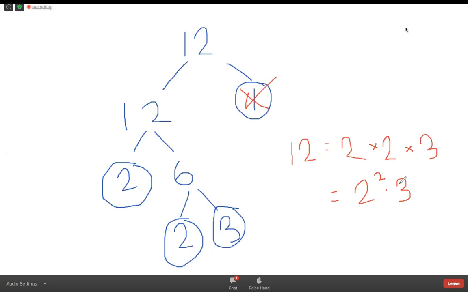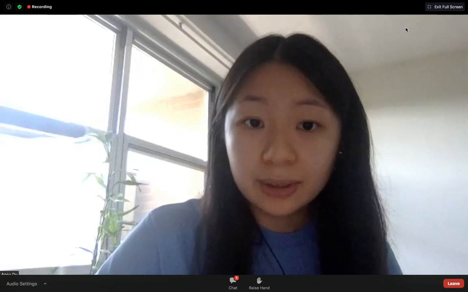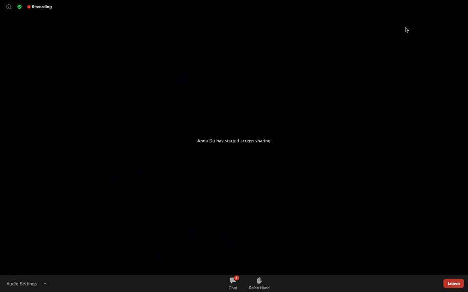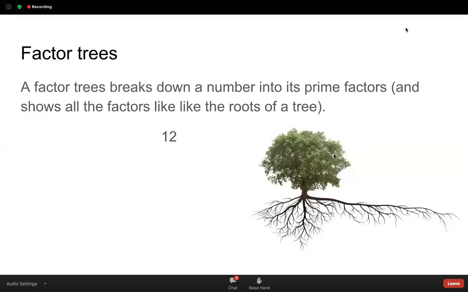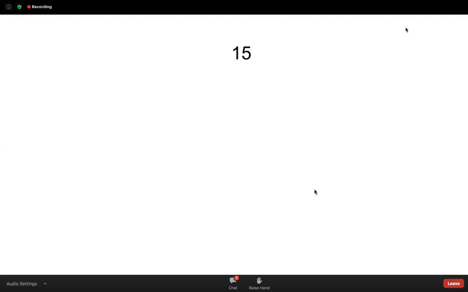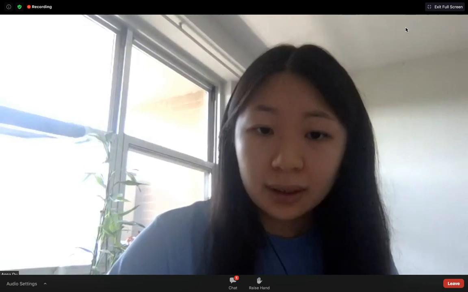So it's an exponent, right? So 2 to the power of 2. So that's just another way to write it. Okay, cool. So let's go back to the PowerPoint. Okay. Awesome. So now it's your turn to make some factor trees. So let's do 15.